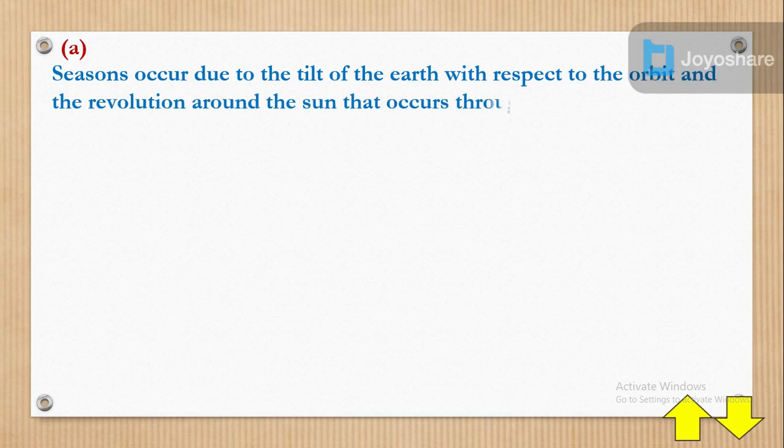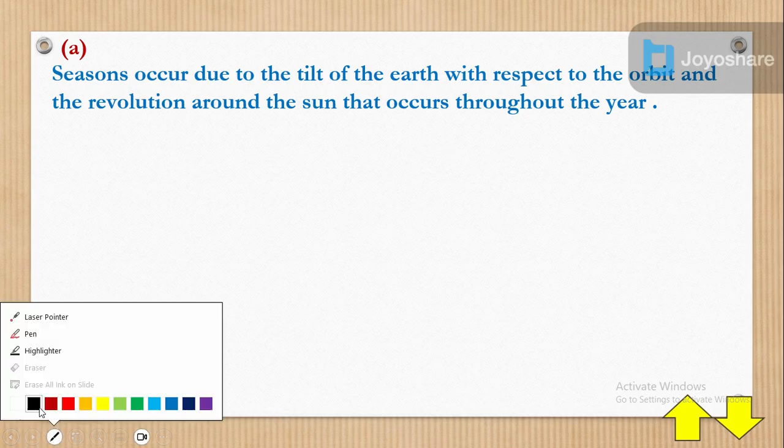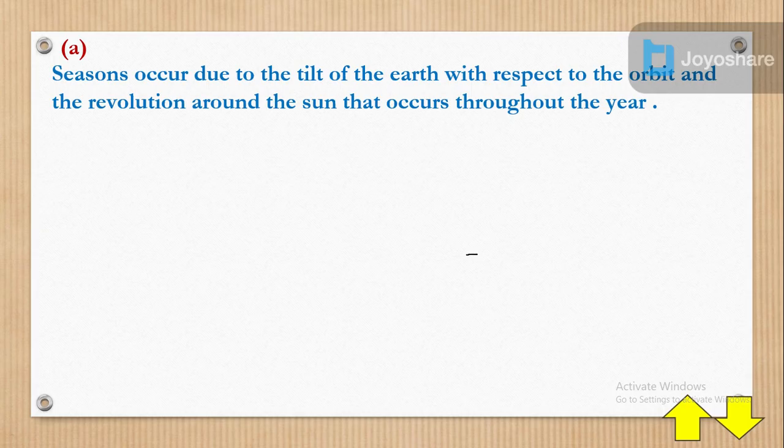Okay, good. Now they're saying that seasons occur due to the tilt of the earth with respect to its orbit and the revolution around the sun that occurs throughout the year. What I mean here, in simple terms, is, I'll get some pen here to use. Now you just imagine this is our earth. Now the axis of rotation, I'll use a different ink. The axis of rotation is here, because the earth rotates. That's now our axis of rotation.